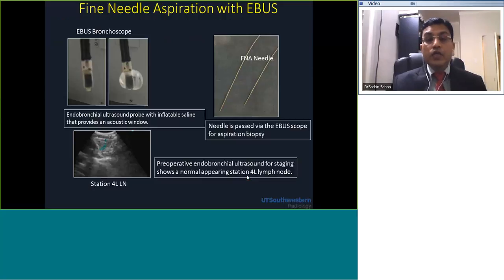That brings us to what are the parts of this endobronchial ultrasound and what we see. So it's just like any other ultrasound probe, and this shows the picture with the inflatable saline that provides an acoustic window for its approach. These are the needles that are used for endobronchial ultrasound guided aspiration biopsy. The normal station 4 lymph node which was seen with the preoperative endobronchial ultrasound.